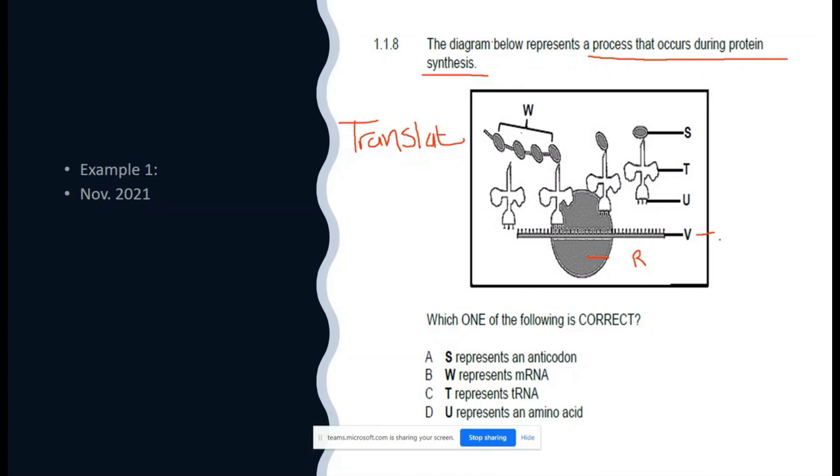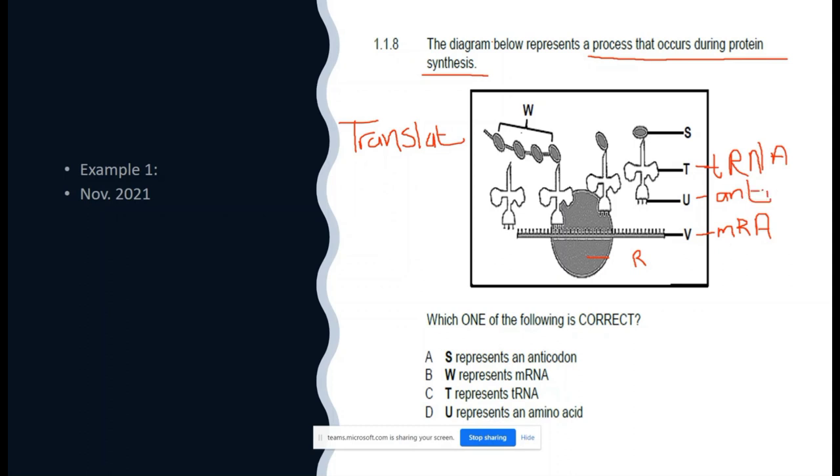So V must indicate my mRNA. Well done, Atlone. So if that is my mRNA, I know my mRNA carries my codons. Then this molecule with the little three prongs must be my tRNA. And what does my tRNA carry? It carries my anticodons.